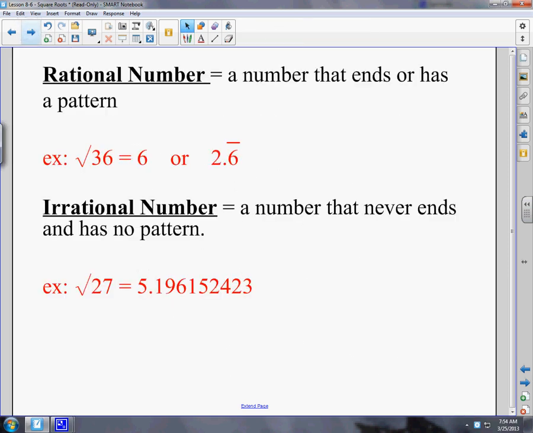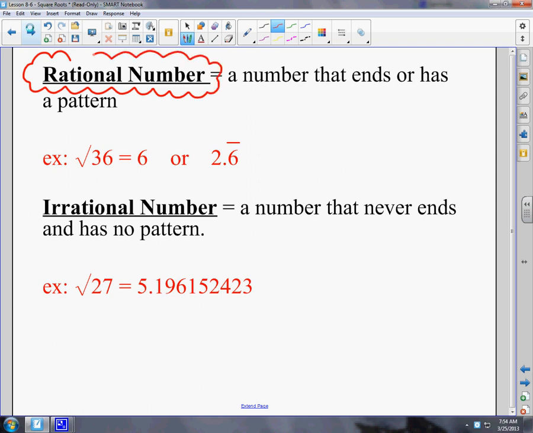So, this is called a rational number. So you have two types of numbers. So make sure you write both of these down. First, we have a rational number. A rational number is a number that ends or has a pattern. So, for example, the square root of 36 equals 6. Both of those are rational numbers.